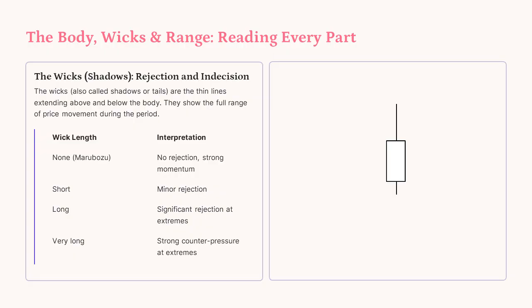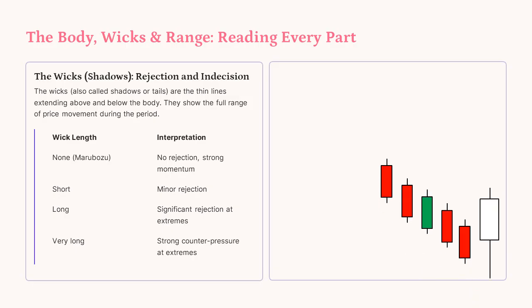This is especially significant if it appears after an uptrend or at a known resistance level. It suggests that sellers are defending that level. A long lower wick is the opposite. It means sellers pushed price significantly lower, but buyers stepped in and brought it back up. This shows buying pressure and rejection of lower prices. It's especially significant after a downtrend or at a known support level.